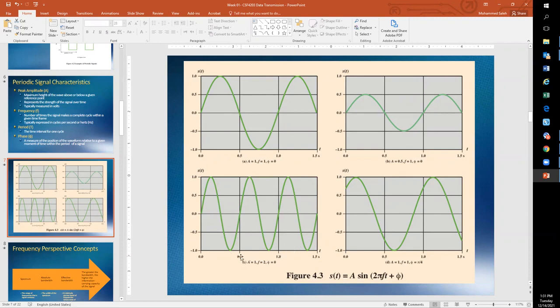What about the period for this one? The period is 1 over frequency, so it is 1 over 2, so it is half or 0.5 second. The phase here is 0 because the signal is starting from 0. Also 0 here. Here, there is some shift. That's why we have a phase shift or angle. For this one the phase shift is pi over 4 because we are not starting from 0.